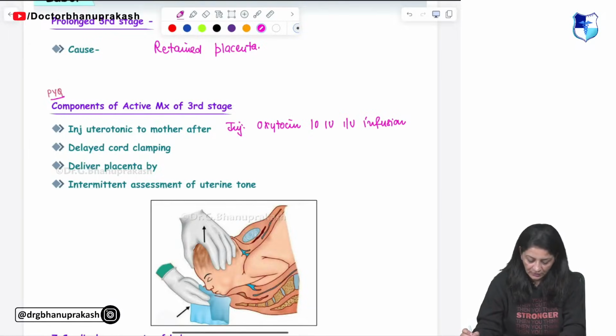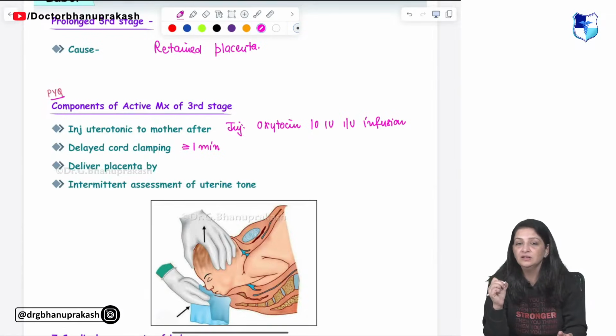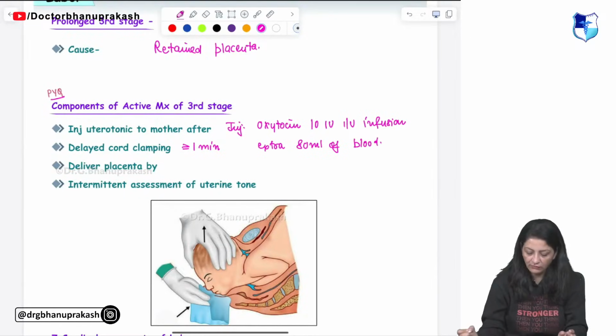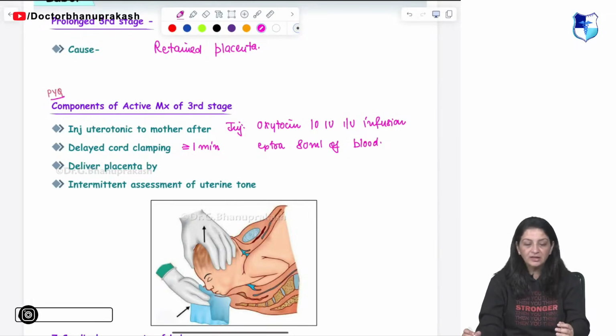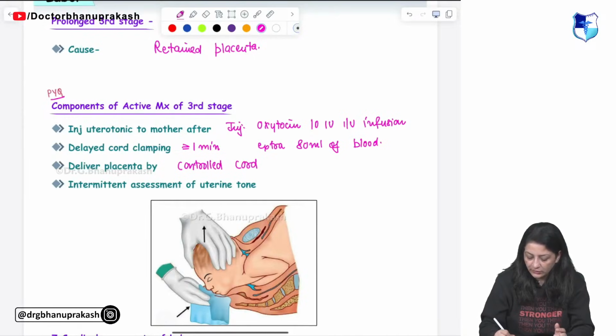cardiac arrhythmia. Okay, delayed cord clamping, more than or equal to 1 minute, so that the fetus can get an extra 80 ml of blood. Then deliver the placenta by controlled cord traction.